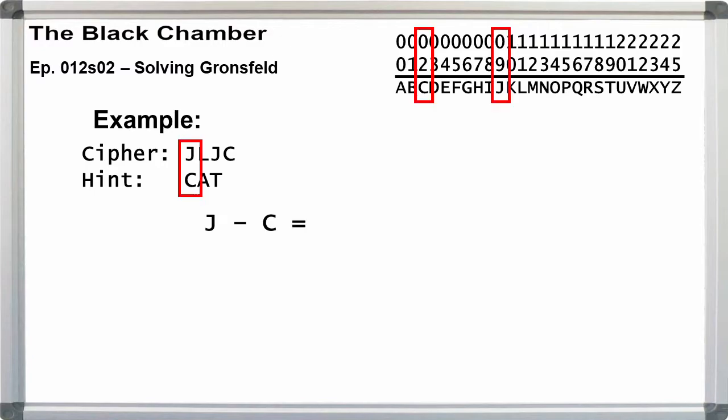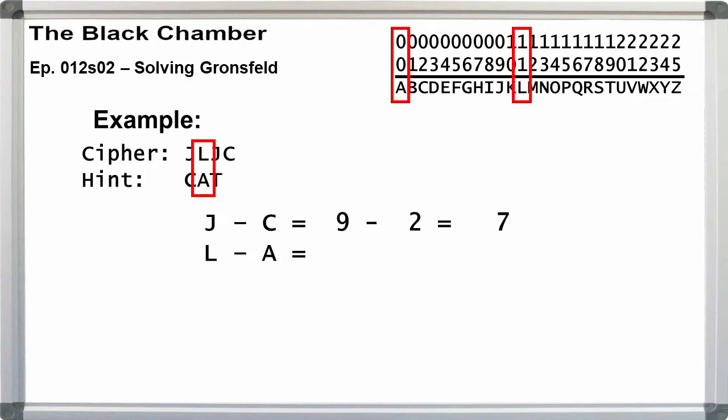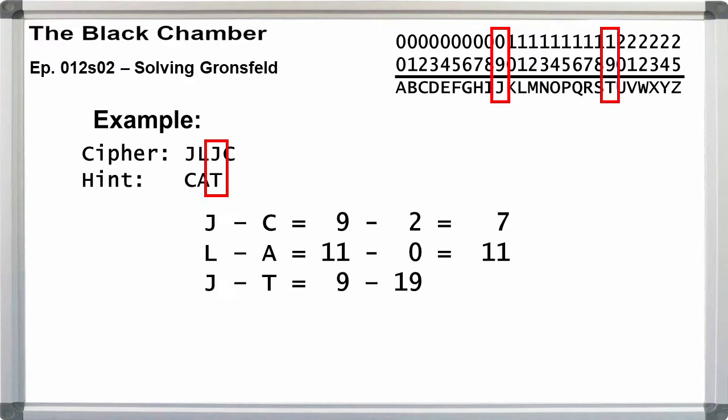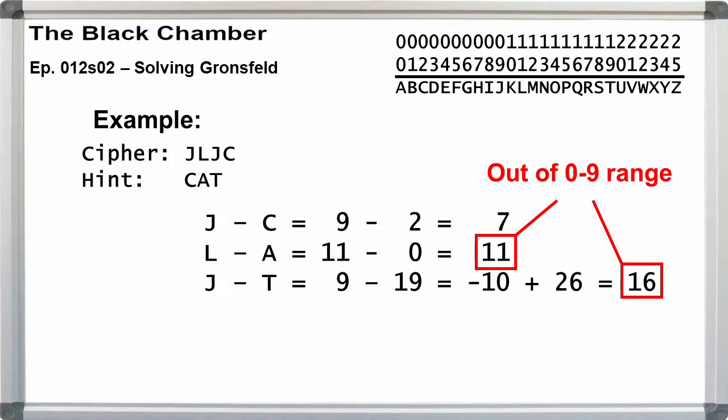Testing the first 3 letters. J minus C is 9 minus 2 is 7. L minus A is 11 minus 0 is 11. J minus T is 9 minus 19 is minus 10. 26 minus 10 is 16. The second and third letters have shifts outside of our acceptable range. So this is a mismatch for our hint placement.